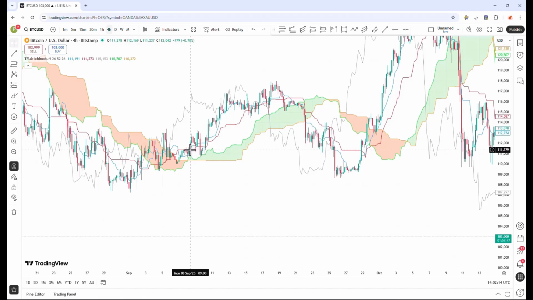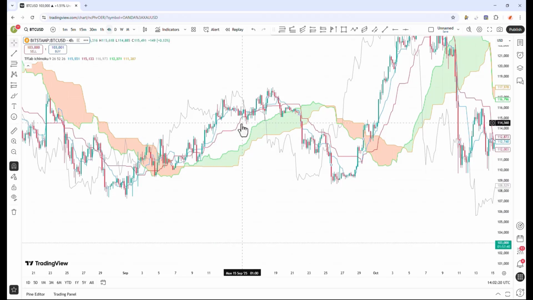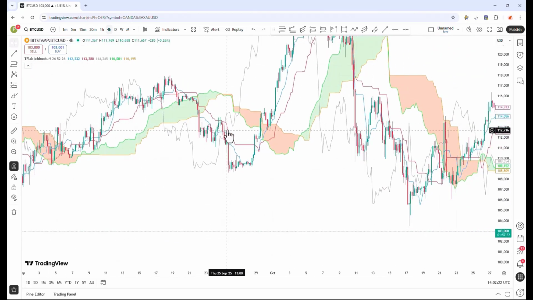Similarly, we can use the Kijun Sen line as support and resistance levels. In this section, we see that the price pulled back to the Kijun Sen line and reacted to it here.